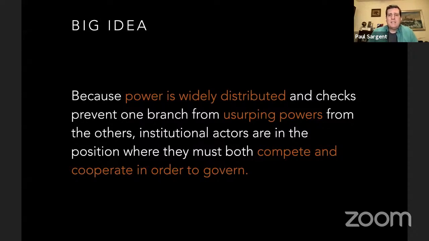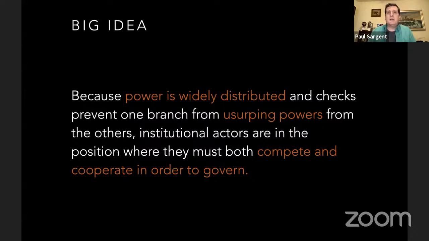Because power is widely distributed and checks prevent one branch from usurping powers from the others, institutional actors are in the position where they must both compete and cooperate in order to govern. So distribution of power is really sort of the big story of the branches of government, dividing up, distributing power so that there is no concentration of power, which becomes too problematic. And it really is a fear, and the founders had this coming out of the British Empire, of one branch usurping powers from the others.